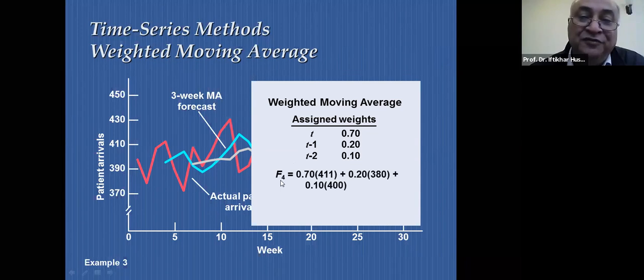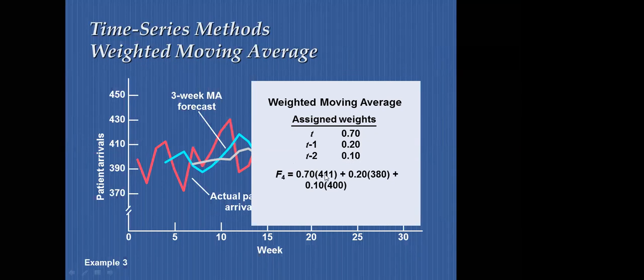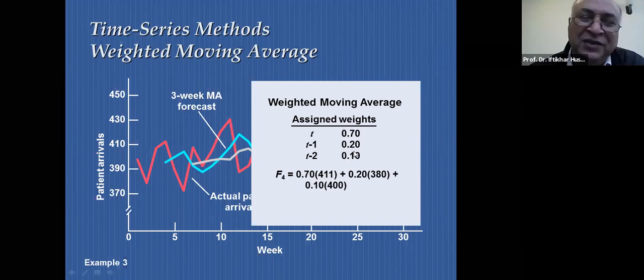If you are going to forecast for week 4, this is just an example. The sum of the weights should not exceed 1. So if you add them, it is equal to 1. So 0.70 is assigned to week 3, then 0.20 to week 2, and 0.10 to week 1.